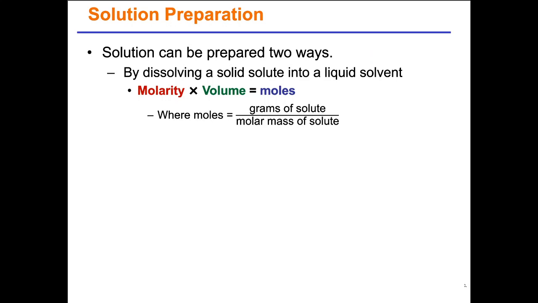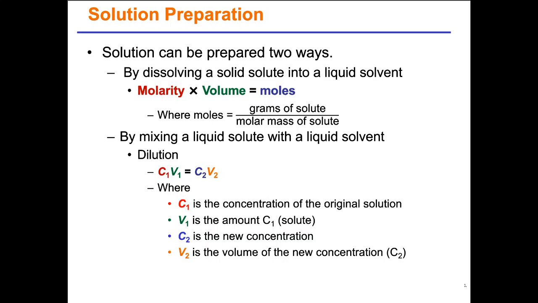So here we say a solution can be prepared in 2 ways. Either by dissolving a solid solute into a liquid solvent. Okay, so in that case we would say molarity times volume to give us moles, where moles is the grams of solute per molar mass of the solute. Or by mixing a liquid solute with a liquid solvent. In other words, here we're trying to calculate how many grams we need to add. You could say that. So if we wanted to say, how many grams of sodium chloride do I need to add to make this molarity of a solution? This is when you would use this top part.